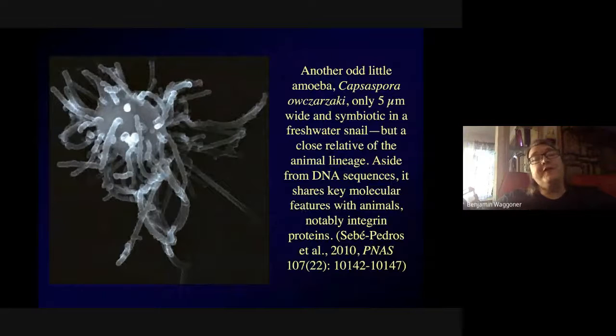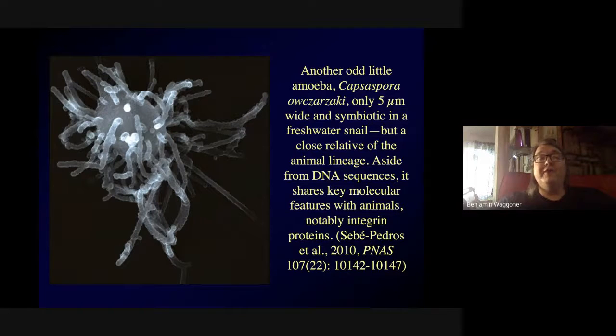There's another funny little amoeba called Capsaspora owczarzaki, a Polish name. It's 5 microns wide and a symbiont in a freshwater snail, because somebody has to be. Might not be especially interesting, except it turns out it's a very close relative of the animal lineage and has some features in common with animals, especially integrin proteins. What they're doing there, I don't know.